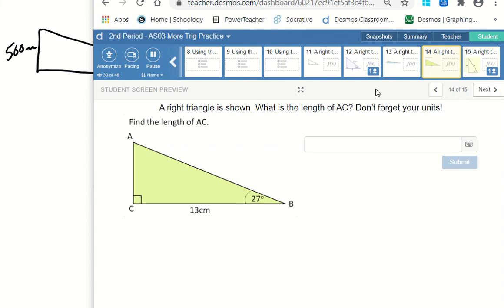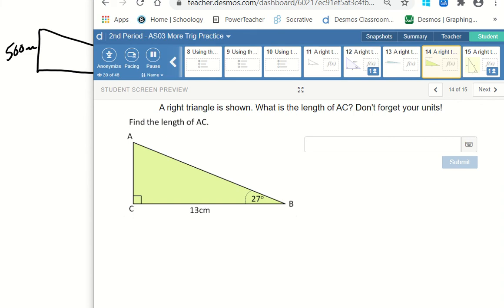Two more, let's see, all right. Find the length of AC, so this is one where we're given the length that is adjacent to the angle, and we're trying to find the length that is opposite the angle. So if we have adjacent and we're looking for opposite, then it's going to be tangent, right? Because those are the two that make up tangent.